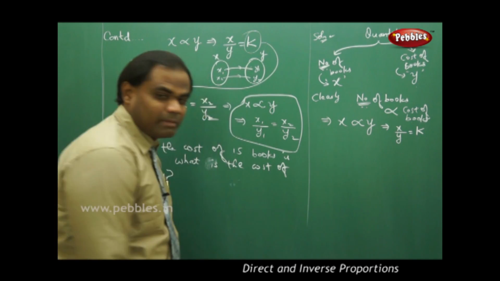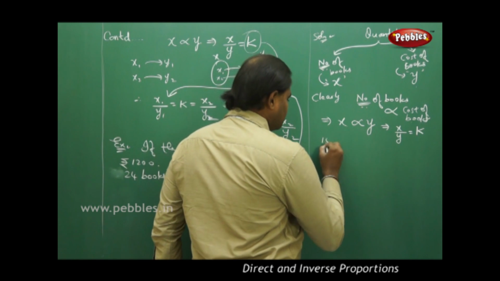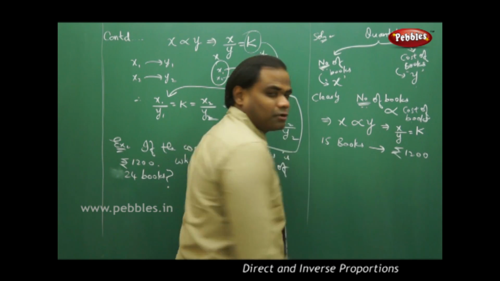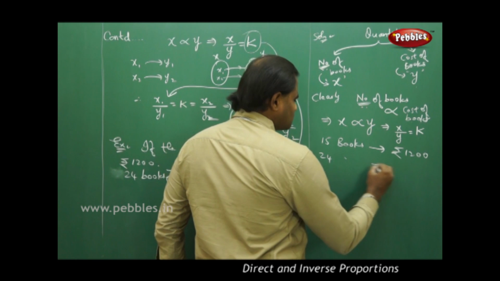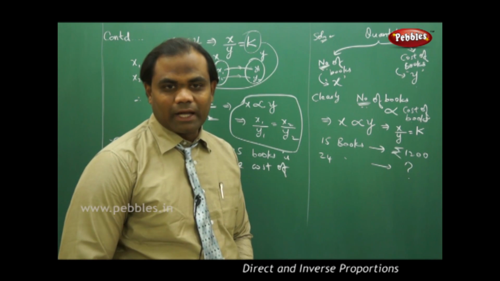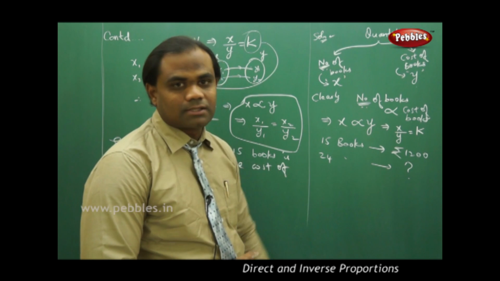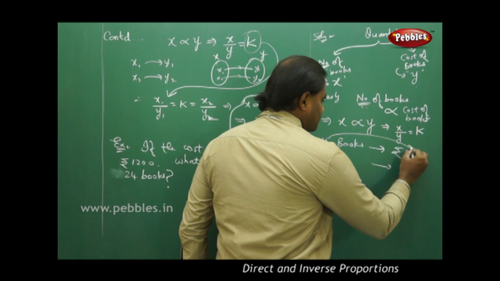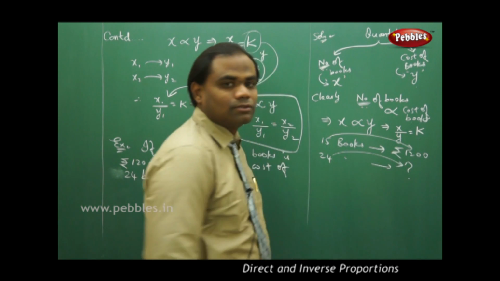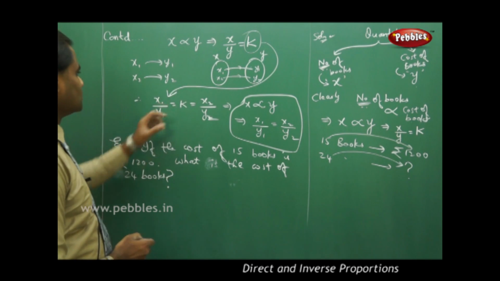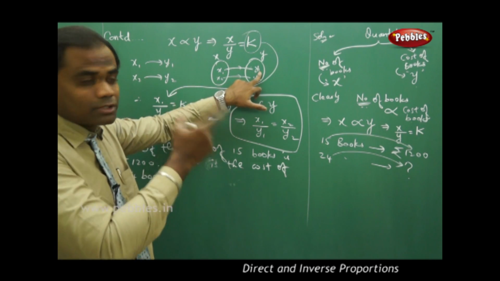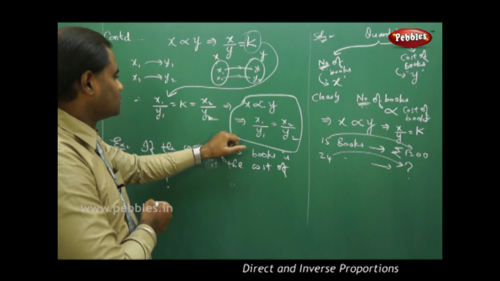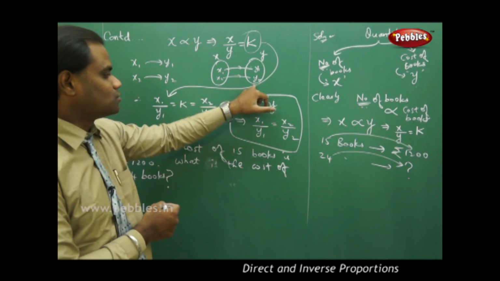So let's come back to the question where for 15 books the cost is 1200 rupees. For 24 books, the cost is how much? That is how I understand the question. To find this, I relate them with the constant ratio because this quantity is directly related to this, and this quantity must be directly related to this. As we have taken in the previous case, when x1 is directly proportional to y1 and x2 is directly proportional to y2, then in case of direct proportion, x1 by y1 must be equal to x2 by y2.